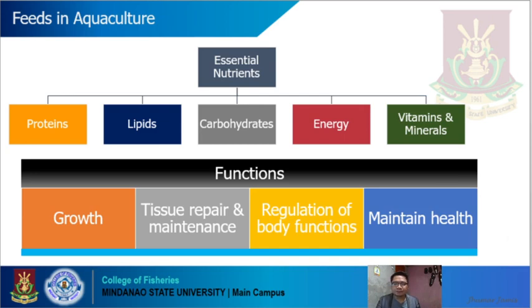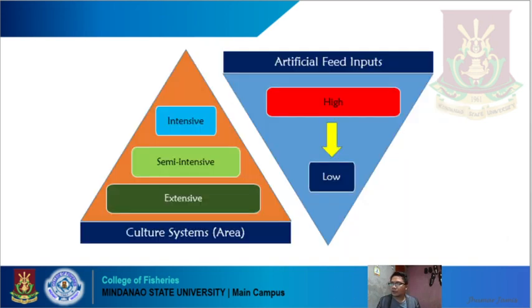Now, allow me also to show you this figure. This is some of the basic fundamentals in the principles of aquaculture. We have here the different culture systems, with regards to the area. The area for extensive farming is larger, the semi-intensive is a bit smaller, and the intensive one is narrower, no? Mas maliit yung sa intensive farming.